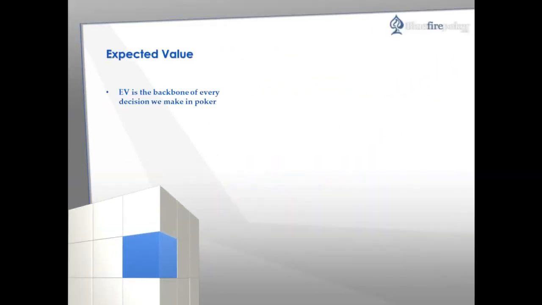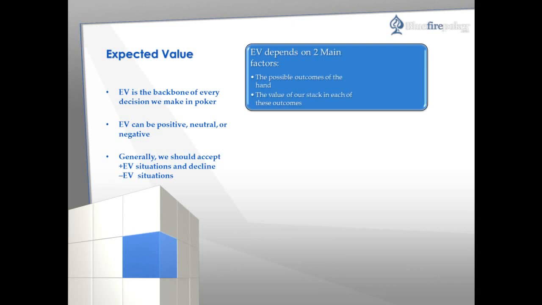Expected value is the backbone of every decision that we make in poker. Whether we're talking about hand strengths or chasing draws or even metagame factors, these are all things that factor in to our decisions, and they all affect our long-term expected value. Our EV can either be positive, neutral, or negative, and generally we should accept positive EV situations and decline negative EV situations. Just like everything else in poker, there are plenty of exceptions, but the general idea in poker is to make the decisions which maximize our expected value as much as possible.